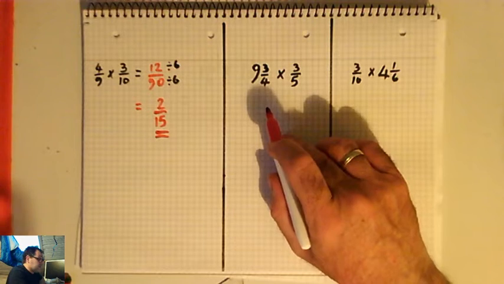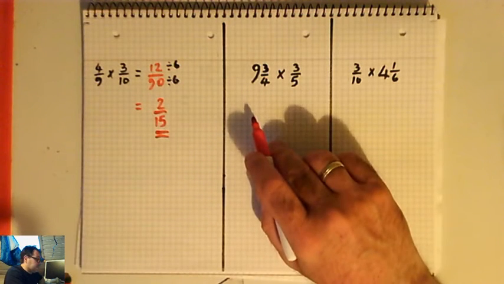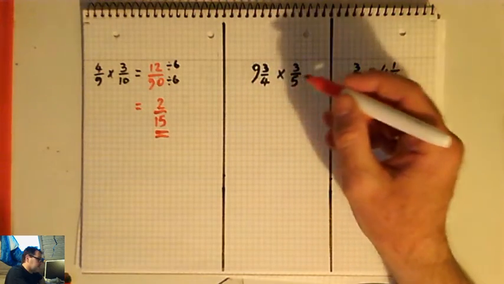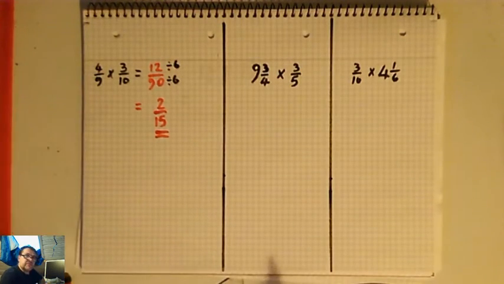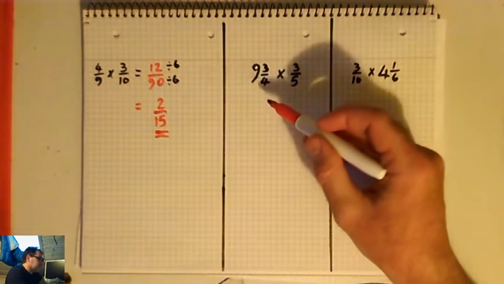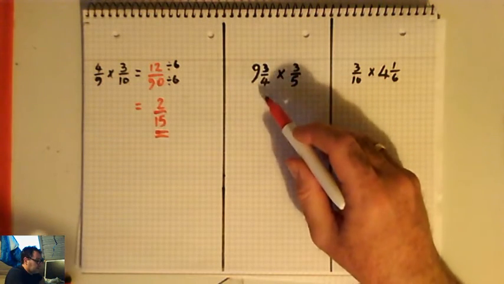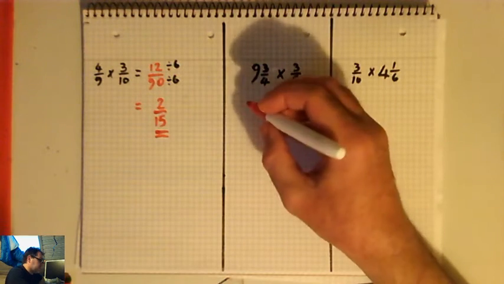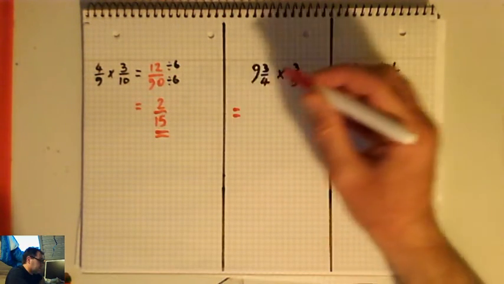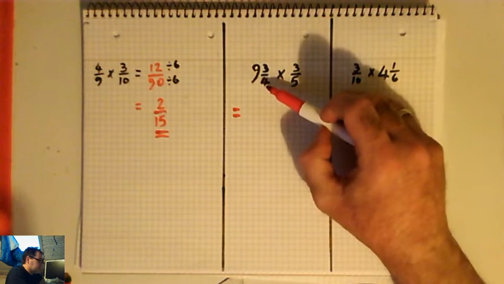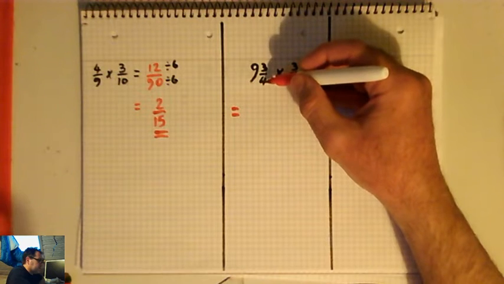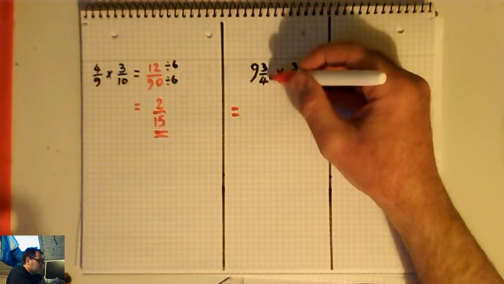Now these mixed numbers, like 9 3/4, is where it starts to get a little bit different, because you've got to make them top heavy first. So I'm going to make this top heavy by saying, well, let's just think about what we've got here. We've got 9 and some quarters.